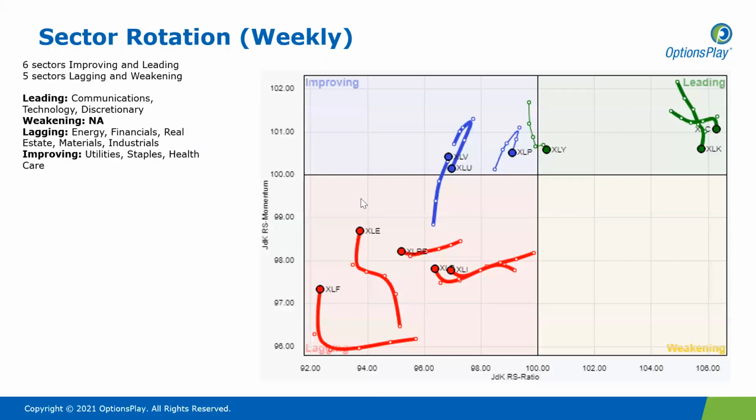Okay, moving on to sector rotation, we have 6 sectors in the improving and leading categories and 5 in the lagging and weakening. Starting off with our leading category, we have communications and technology, both providing leadership, however, both losing out on momentum and actually trending a little bit lower. Nothing to be too concerned about for now.